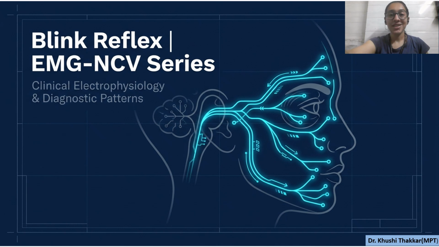What if I told you that a single electrical stimulus near the eye can tell you whether the problem lies in the brainstem, in the facial nerve, in the trigeminal nerve, or even multiple sclerosis? Sounds complicated, right? But by the end of this video, you will understand the blink reflex so clearly that interpreting it will actually become very easy.